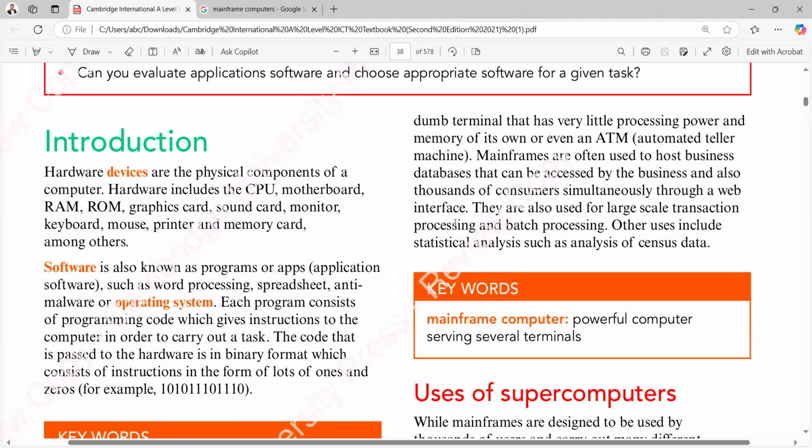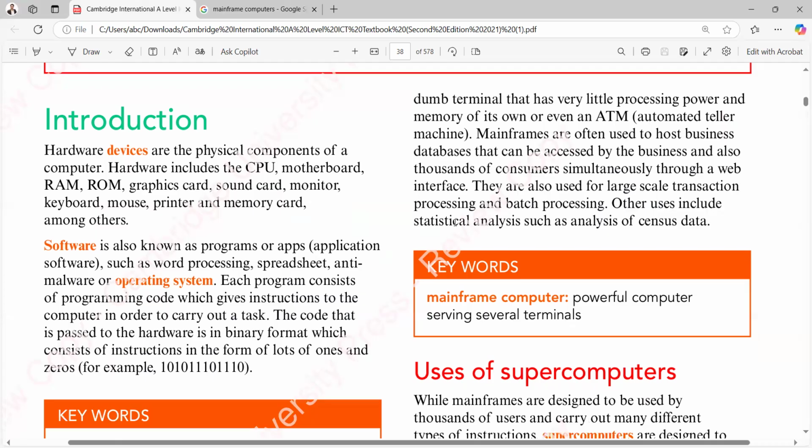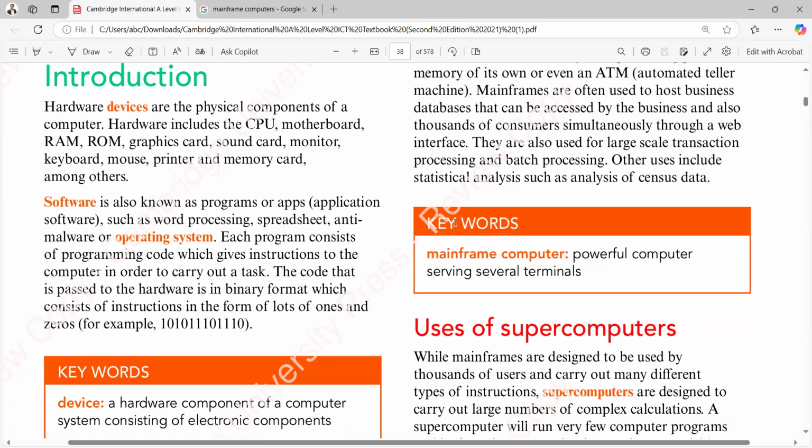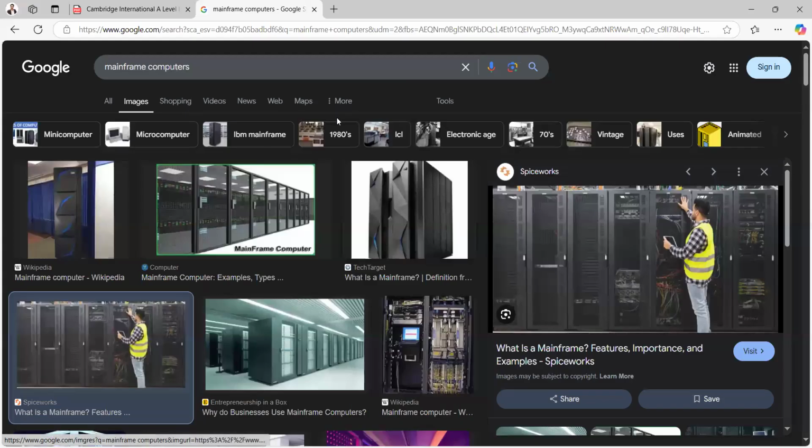So what is a mainframe computer? A mainframe computer is a powerful computer that is serving several terminals. That means you are going to have several terminals at one place. They are used for large-scale transaction processing or batch processing. Large-scale transaction processing means that at the same time you are processing a large number of transactions, maybe in banking or digital media. And batch processing means that you are processing your tasks all in one go. Then we have the supercomputers as well.